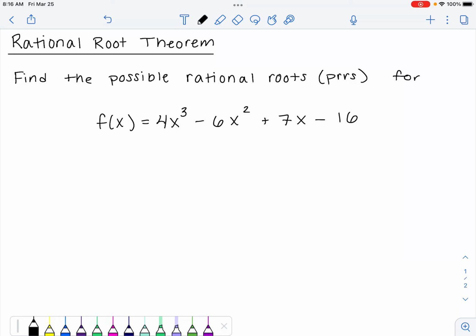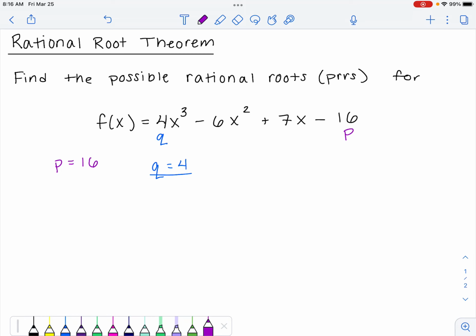We're going to use the rational root theorem to find all of the possible rational roots or x-intercepts for this polynomial function. So the two things you need to pay attention to are what we call our p's and our q's. Your p is your constant value, so we're going to say p is equal to 16. And your q is your leading coefficient, so q is equal to 4.